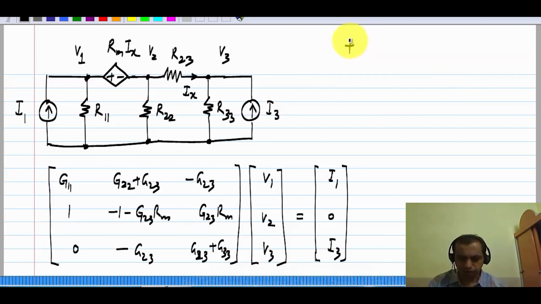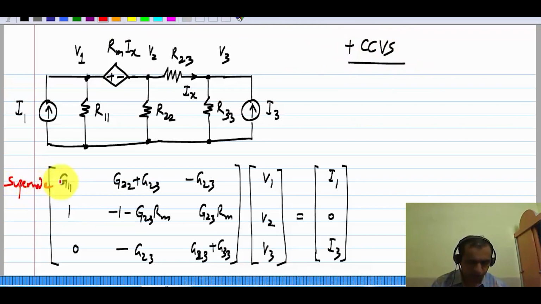Next, we add a current controlled voltage source. So again, as with any voltage source, we have to form a super node, and that equation appears there. And the next one is the equation for the current controlled voltage source, and as usual, the G matrix is asymmetric, and also because this is a controlled source, the right hand side is 0.